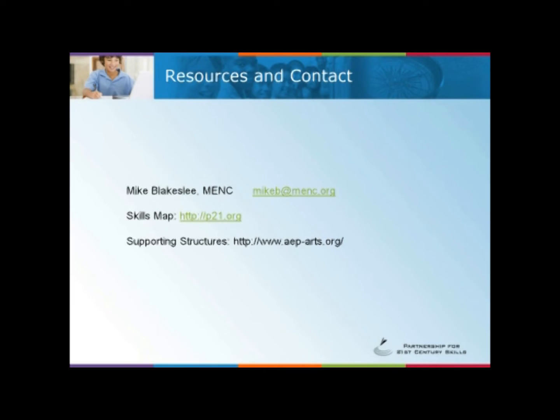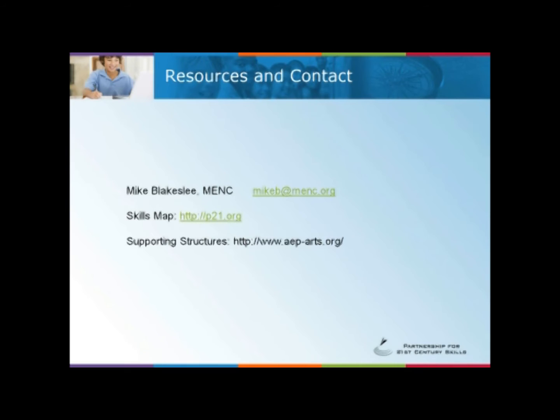So for resources, you can send me an email and I'll get back to you if you have any questions. You can find the Art Skills Map on the Partnership for 21st Century Skills site at the address you'll see there. You have to go under their resources button and sort of drill down. They're redesigning the site to make it a little easier, but right now it's a little hard. If you can't find it, send me an email and I'll send you a direct URL.